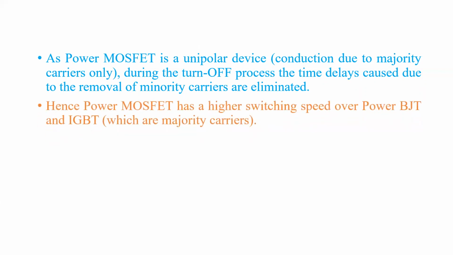Hence, MOSFET has a higher switching speed. It has higher switching speed compared to power BJT and IGBT, because power BJT and IGBT are both bipolar devices. In that case, conduction is due to both majority and minority carriers, whereas in MOSFET, it is only due to majority carriers.